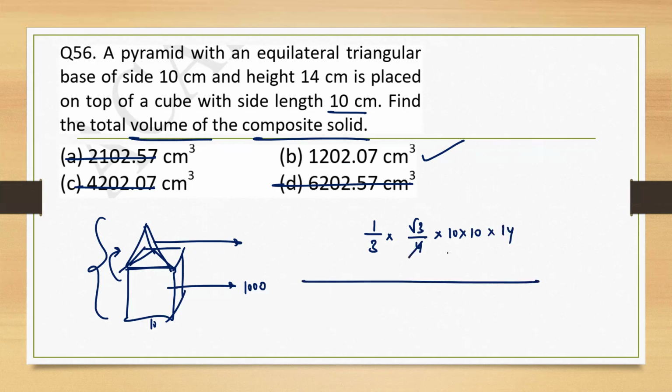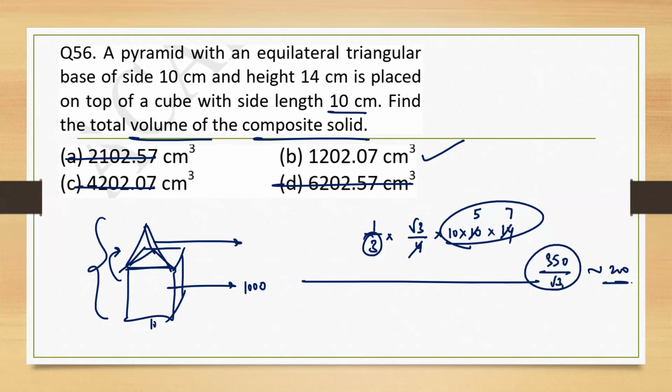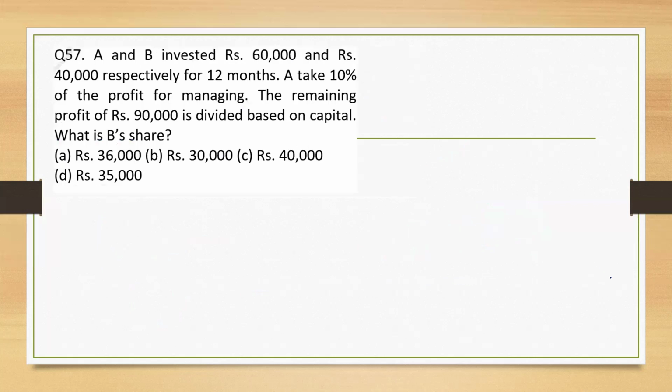You can cancel the 2 and 2, 7 again 2 and 2, you can say it is 5. It's going to be 350. 350 by 3, or else 350 by root 3 also you can say. So approximately it is 200. Look at the options. Options are very clearly differentiating.